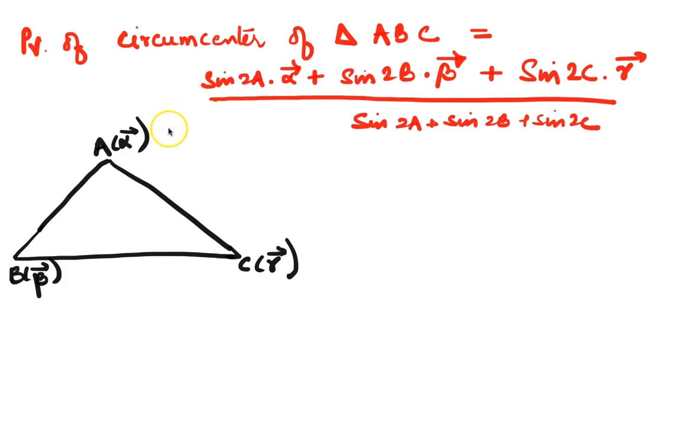In this video, we are going to see another application of the section formula and also solve a quiz where we want to prove that the circumcenter of a triangle ABC is given by sine of 2A, so twice angle A, multiplied by the position vector of A, plus sine 2B times the position vector of B, plus sine 2C times the position vector of C, divided by sine 2A plus sine 2B plus sine 2C.